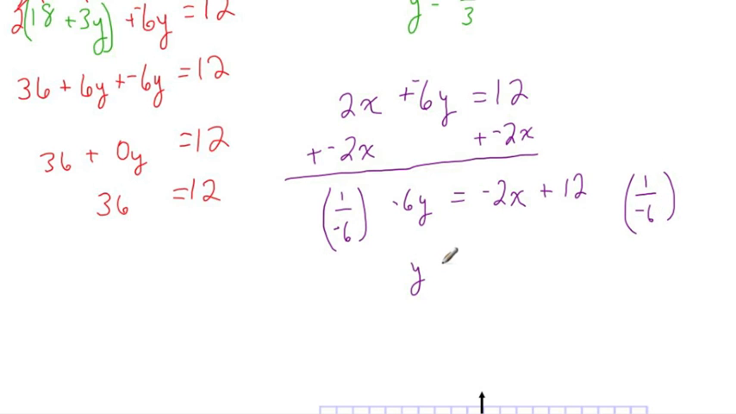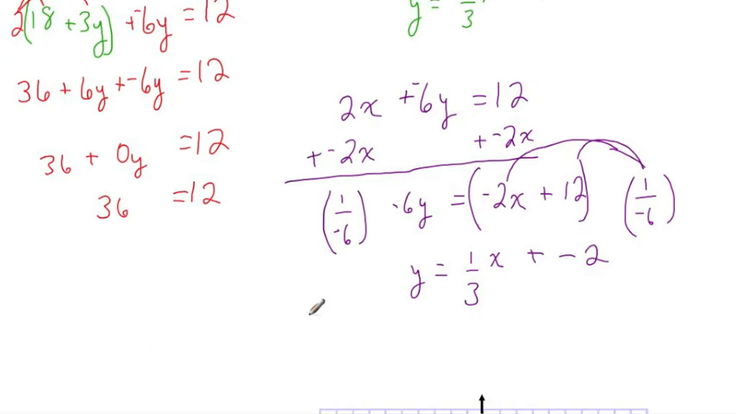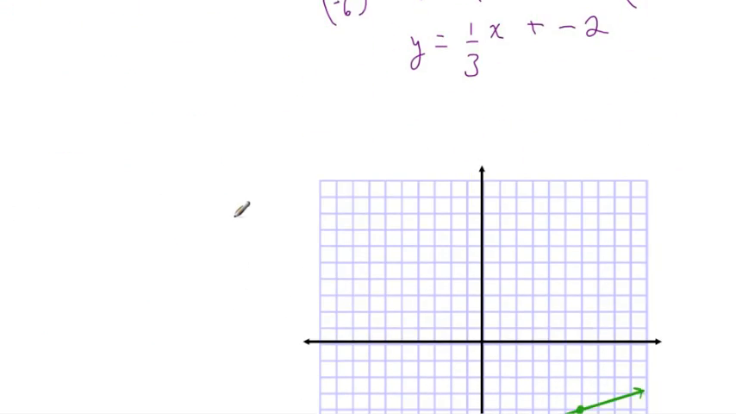In the left-hand expression, I'll have just y equals. In the right-hand expression, since I have terms, I need to put them in parentheses so I can distribute. Negative times negative is positive, and 2 times 1/6 is 1 third, and I still have a times x, plus positive times negative is negative. 12 times 1/6 is 2. So the same equation of the second one in slope-intercept form is y equals 1 third x minus 2.